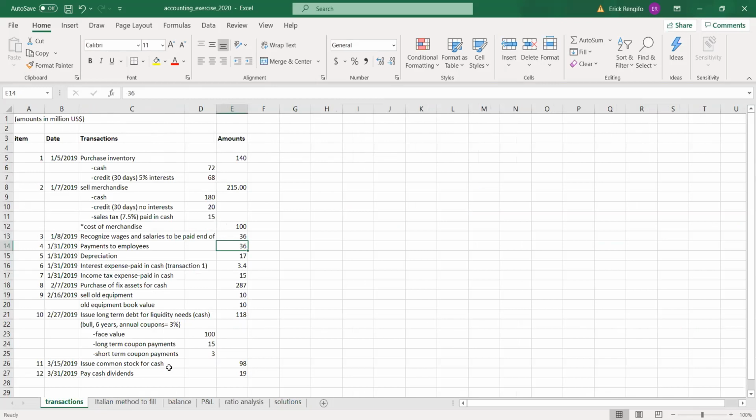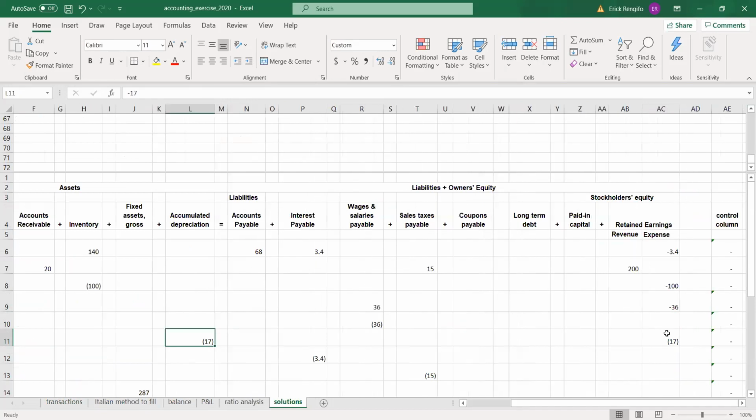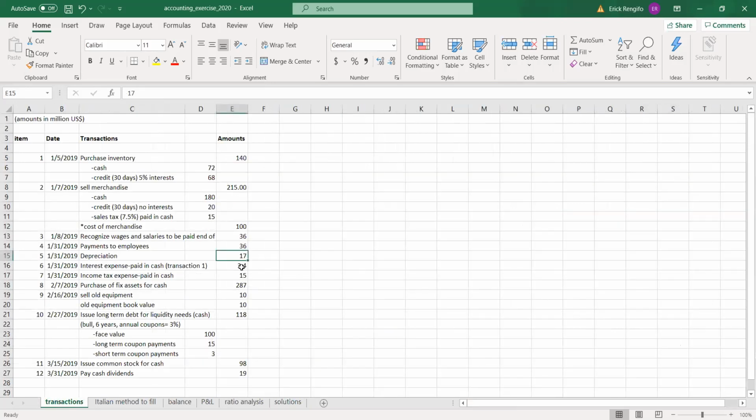Yeah. So now let's go to depreciation. Well, depreciation, guys, I'm saying that is 17. So this is accumulated depreciation 17, and this always goes as an expense, correct? 17. So expenses are always like that, so it's easy to manage. Depreciation. Then I go to interest paid in cash for transaction number 1.